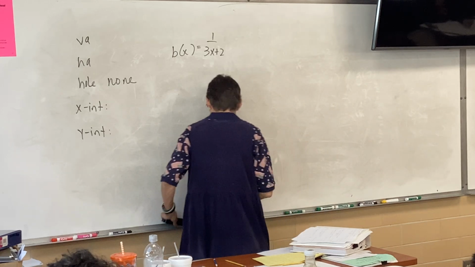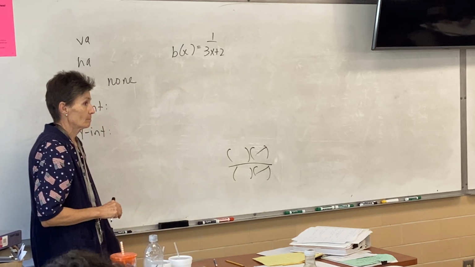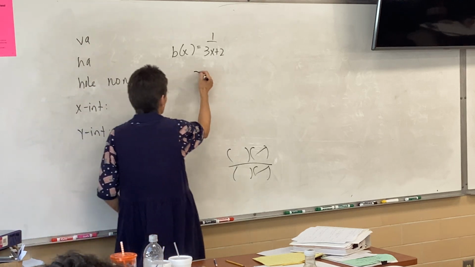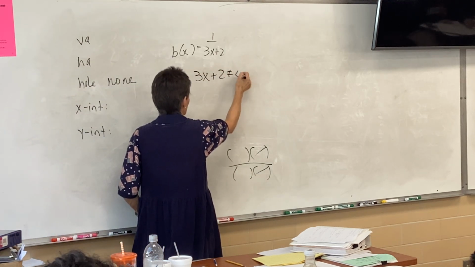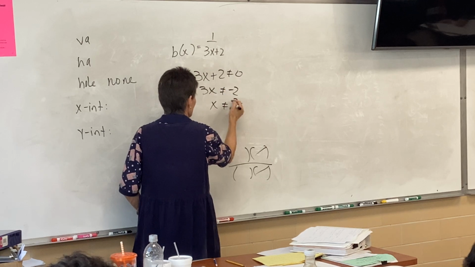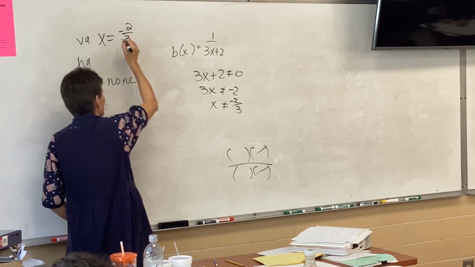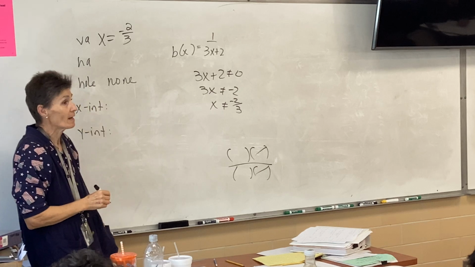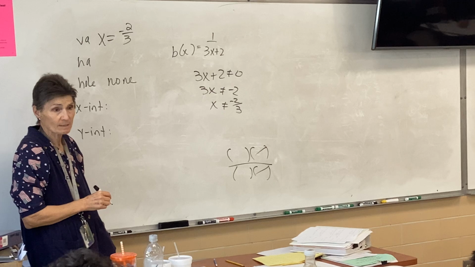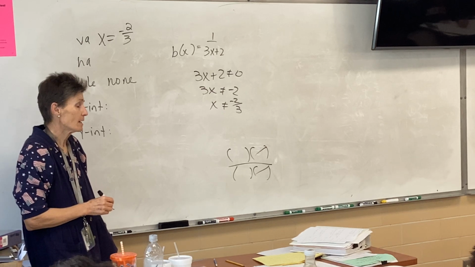Now, where do I look for vertical asymptotes? Denominator. The denominator can't be 0, so 3x plus 2 can't be 0, which means x can't be negative 2/3. So your vertical asymptote is whatever x can't be. Vertical asymptotes are cannot-be's. Denominator cannot be 0.